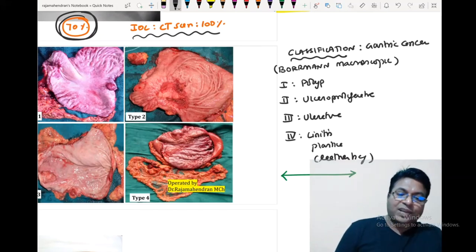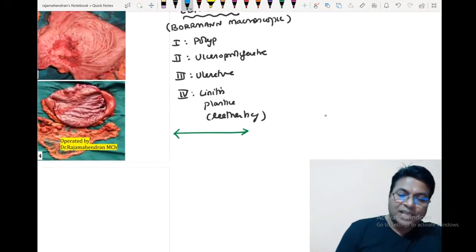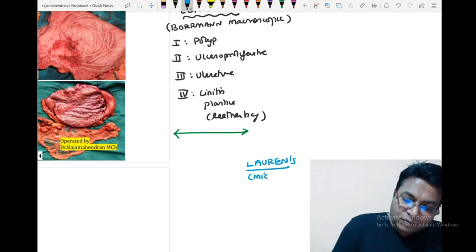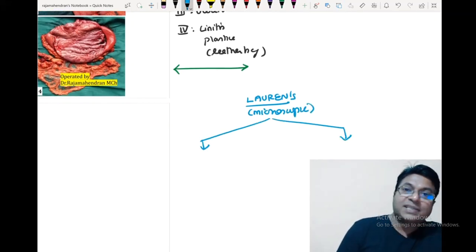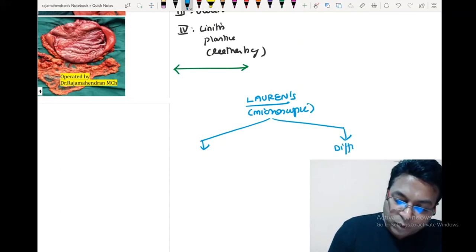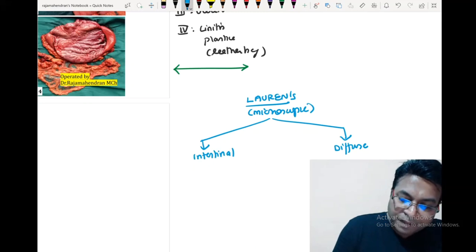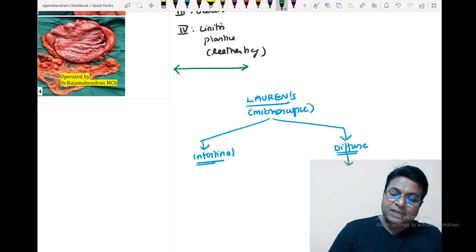There is one more classification of gastric cancer. Can somebody tell me what is the other classification? I hope you know that. Lawrence. Lawrence is a microscopic classification. It is only two types. What are the two types? This question can come for FMG exam. It is of two types: diffuse gastric cancer and intestinal type of cancer.